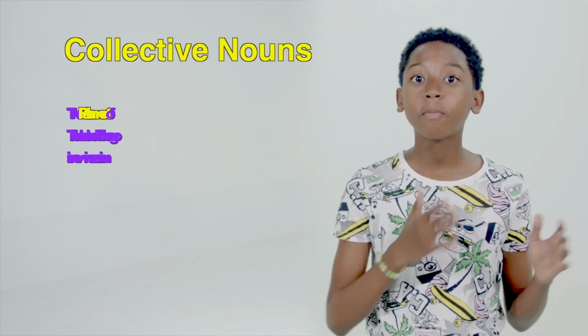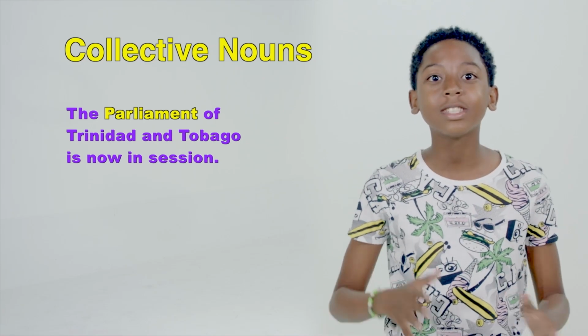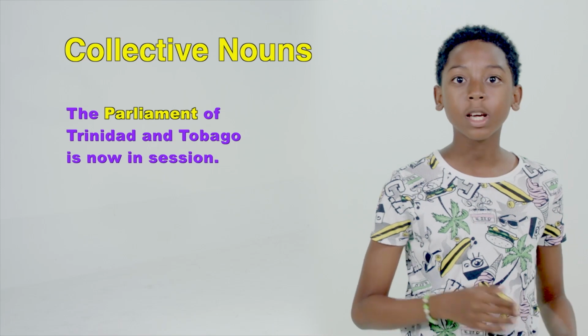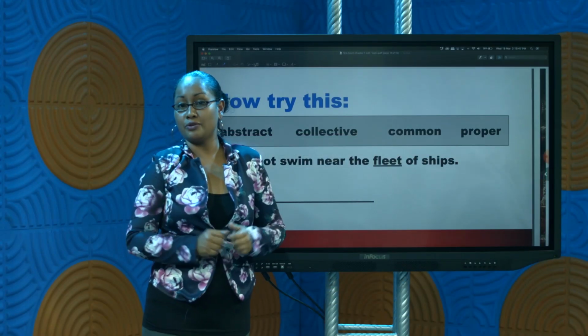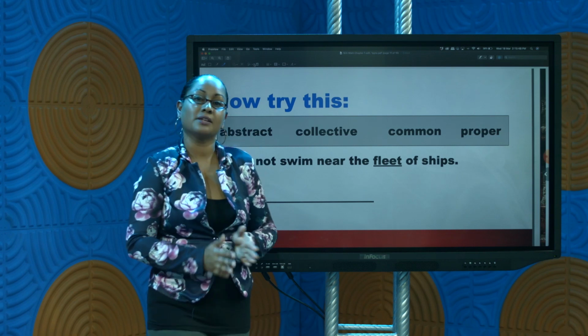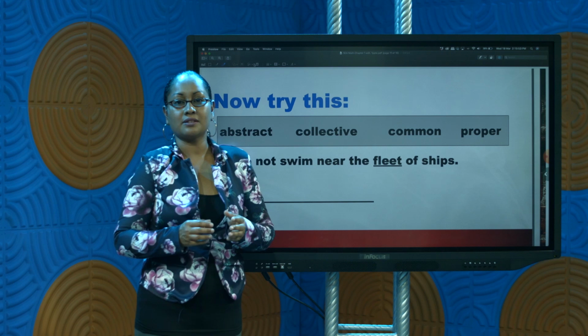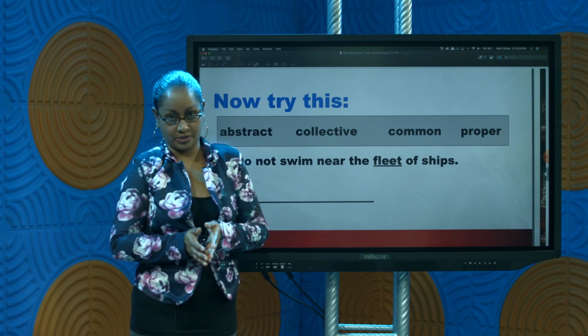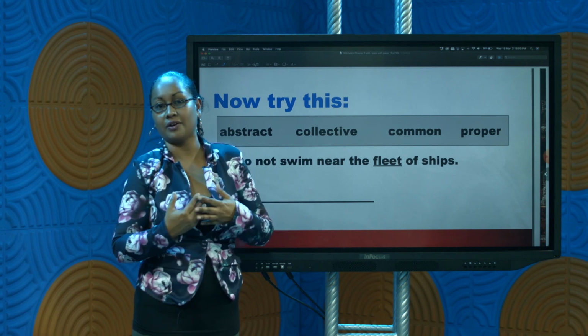For example, the Parliament of Trinidad and Tobago is now in session. Parliament is the noun, but it is capitalized because it names a specific group of people. Now, based on our video tutorial, we have noticed that a collective noun identifies a group of nouns. It's one word that describes a body or a mass of other things.